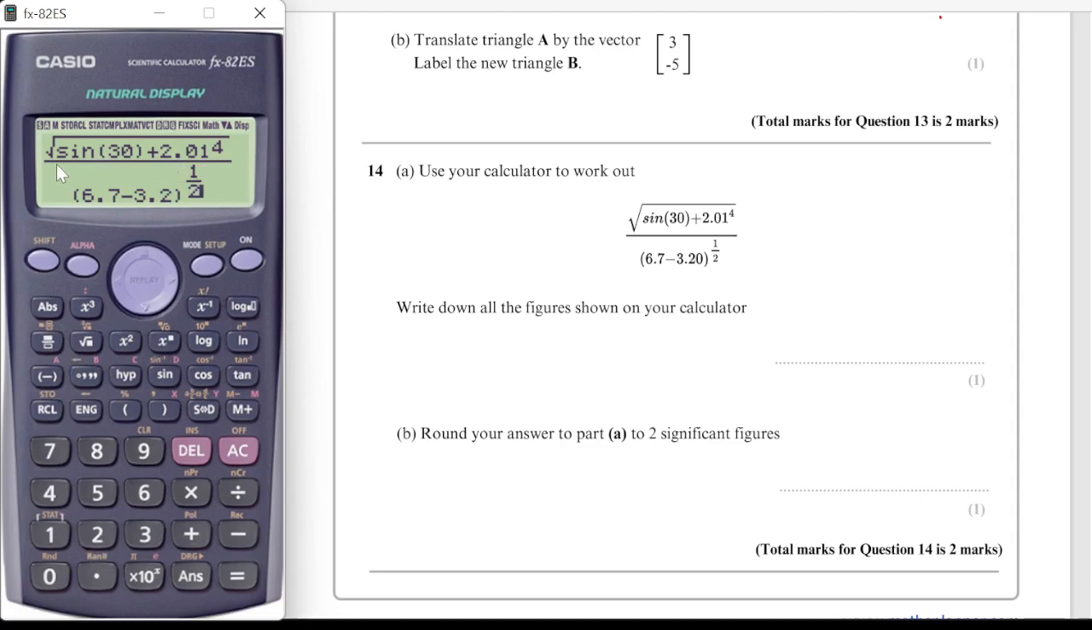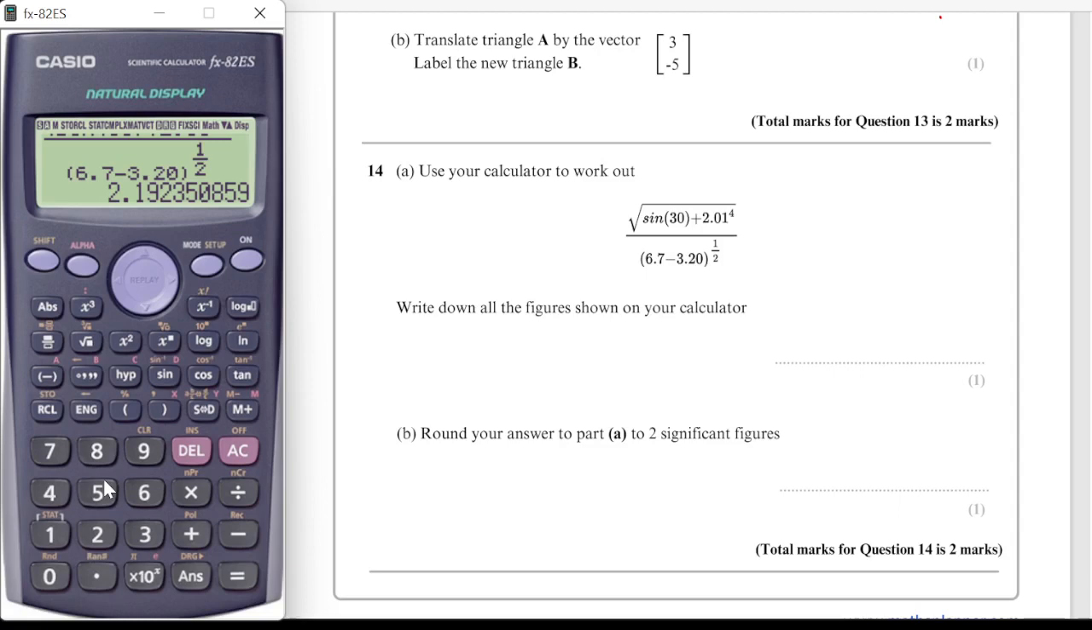Double check what I've typed in. So sine 30 plus 2.01 to the power 4. The square root is only acting on the numerator, divided by 6.7 minus 3.2. I missed the 0 out, but that's not going to affect my answer. I'll put it in anyway though. And then equals, and then my value is going to be 2.19.